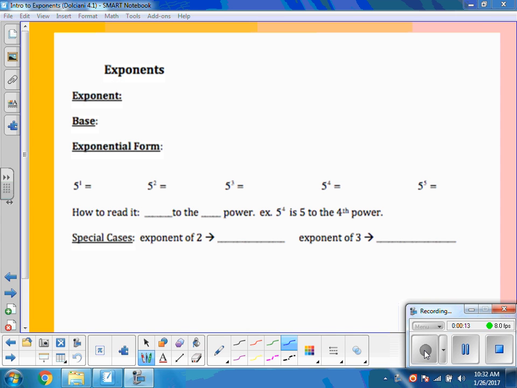Exponential form. I'm actually going to start with that because that's going to help me have a conversation with you. So an exponential form, like 6 to the 7th power. The base of that number is the big number. It's the number that I'm going to be multiplying by, and my exponent is the little number at top. And if I wanted this in expanded form, it would look like this.